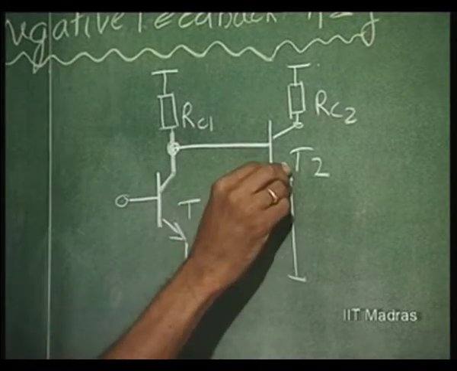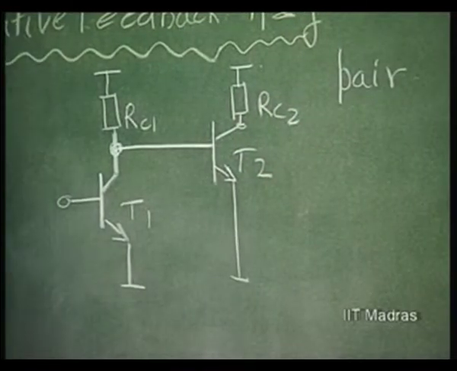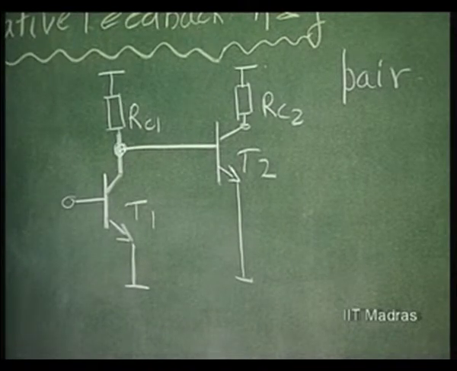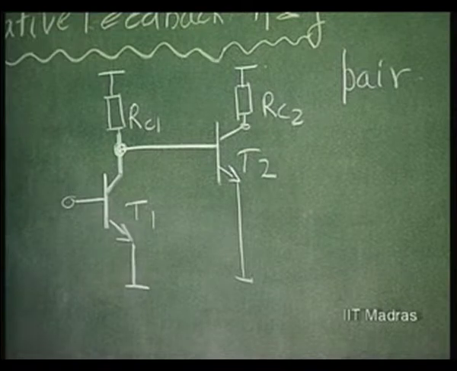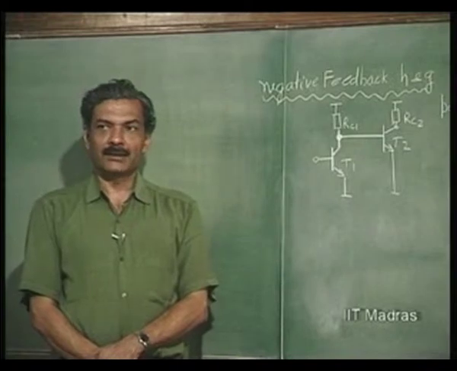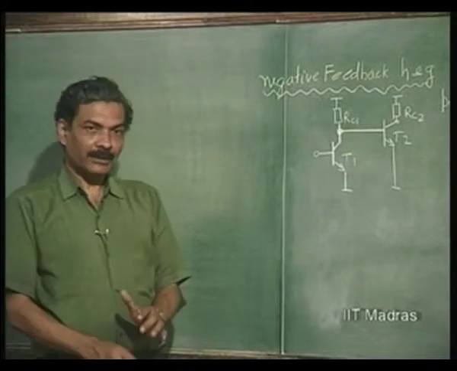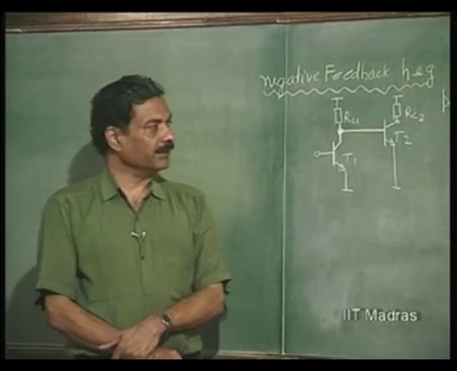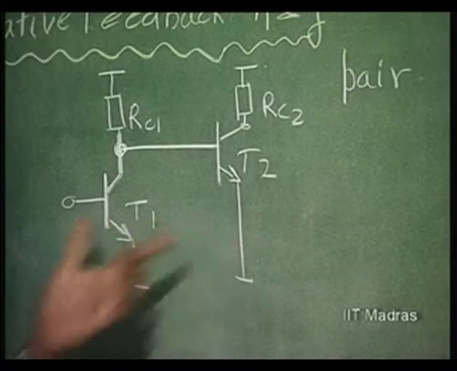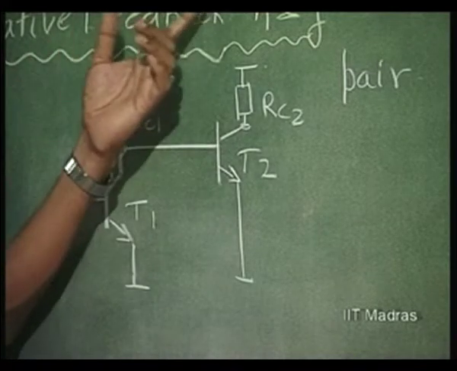When such a pair, as shown here, is used, what are the possible negative feedback configurations? I have told you earlier that with a single transistor and additional passive network, you can only get negative feedback structures which are Z and Y. Without any passive network, you can get H and G. With a pair of transistors like this, you will get negative feedback only for H and G feedback.